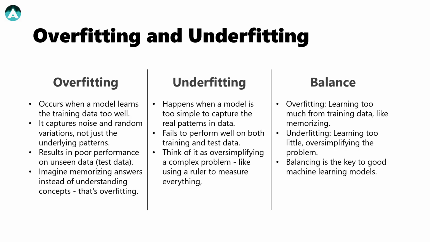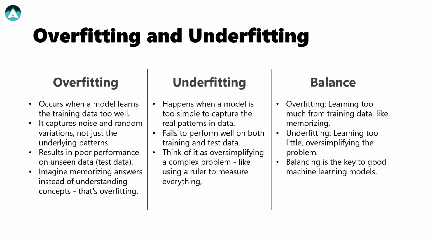Underfitting happens when the model is too simple to capture any real pattern. So it fails to perform well on both training and testing. It's just a bad model overall. There may be some things that we need to do to make it more robust. You can think of it as oversimplifying a complex concept, like using a measuring ruler to measure everything, even in a 3D space. So overall, we're looking for balance.